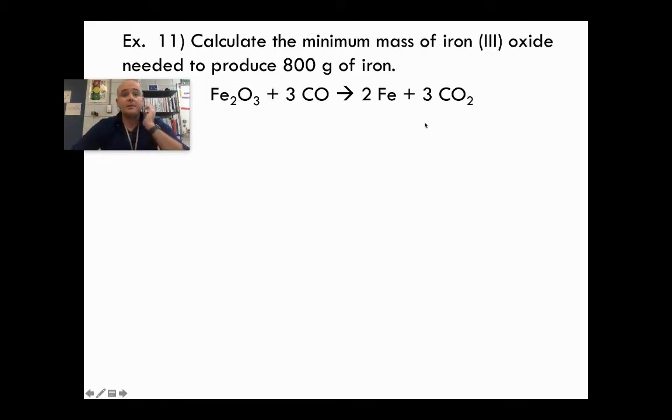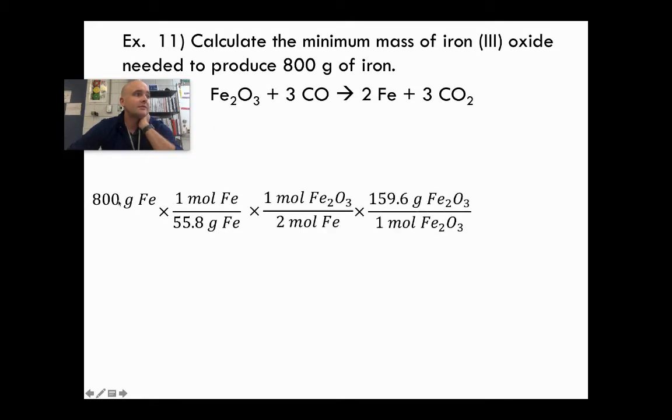So example number 11 is pretty much the same. Calculate the minimum mass of iron(III) oxide needed to produce 800 grams of iron. So the absolute minimum mass, this is just a normal stoichiometry problem. If we want to make 800 grams of iron, how much of this stuff do we need? So we'll start with this, and we'll go ahead and do our calculations. We have 800 grams of iron divided by the molar mass. We'll use the mole ratio again, and then we'll convert from moles to grams, and we get our answer. Piece of cake.